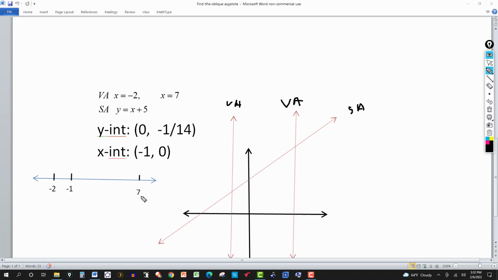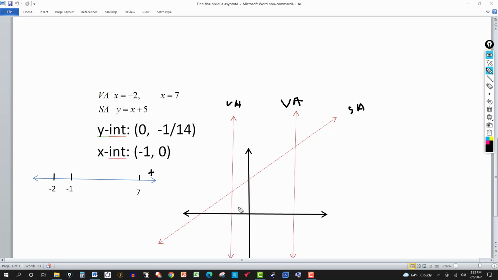So then all I do is pick a value in each of these intervals. So I pick a number to the right of 7 and plug it into the rational function, and determine the sign. What do we get? Doesn't matter what number you pick to the right of 7. You can pick 8, 7.5, 9. Over here it's plus. And then pick a number between negative 1 and 7. Doesn't matter which one you pick. The easiest one would be 0.